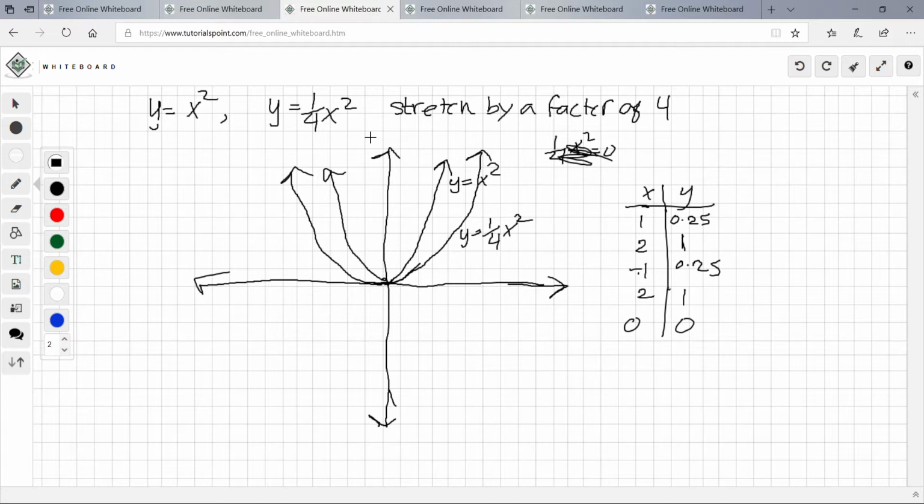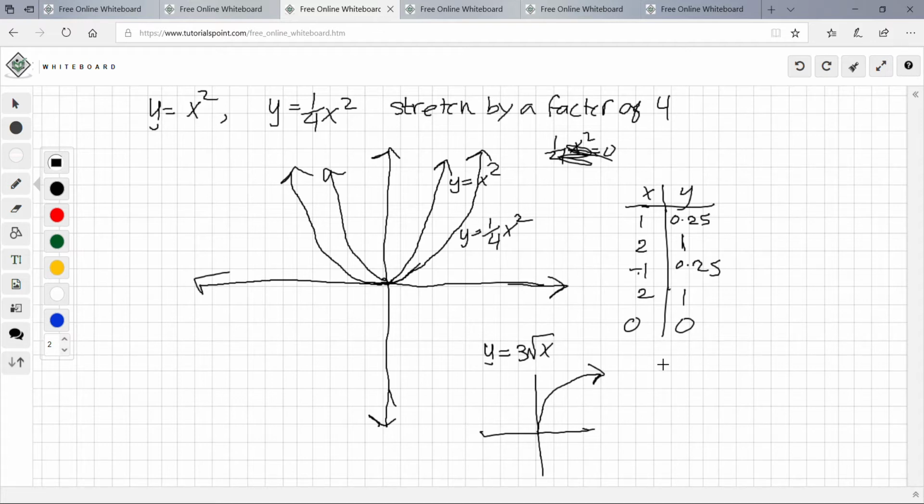So let me clarify. Remember, if it's the square root graph, and if it's 3, that means it's actually being stretched. So right, it's being stretched by a factor of 3.